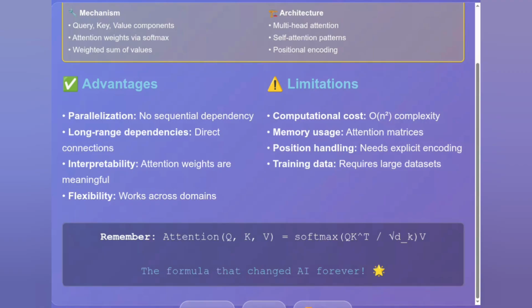The attention mechanism is more than just a technical innovation. It's a new way of thinking about how machines can process and understand information. Instead of rigid sequential processing, we now have flexible, dynamic focus that more closely mirrors human cognition.